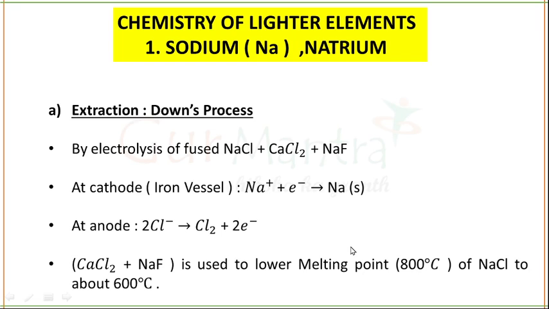The actual melting point of NaCl is 800 degrees Celsius. When in the process of electrolysis CaCl2 and NaF are used, this mixture of CaCl2 and NaF lowers the melting point of NaCl to about 600 degrees Celsius.